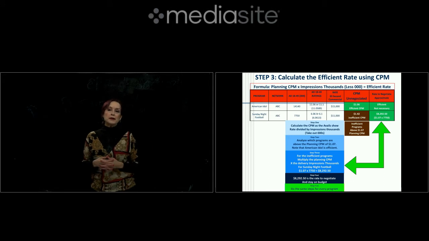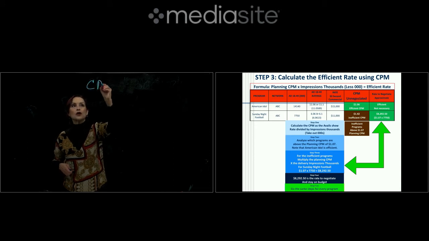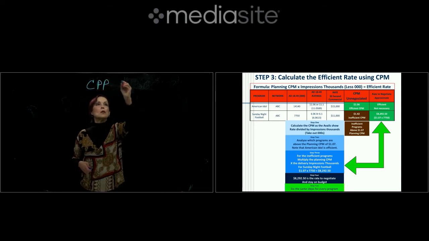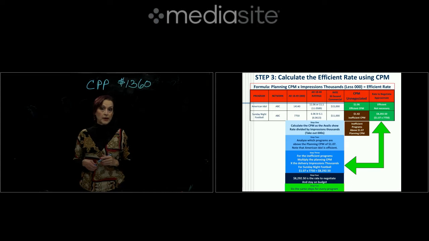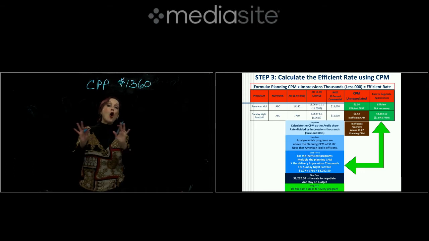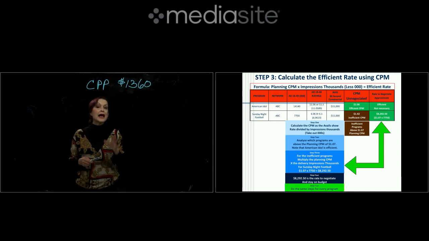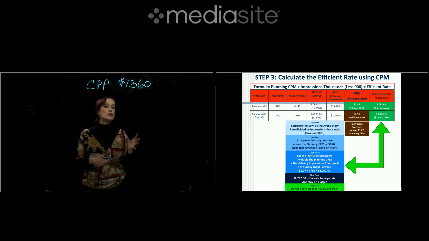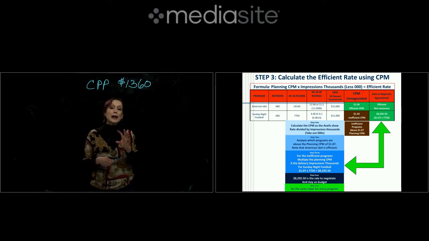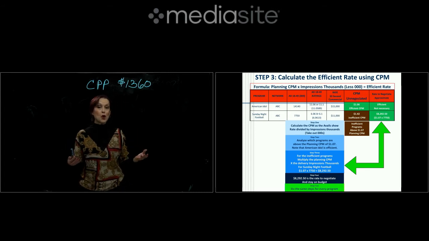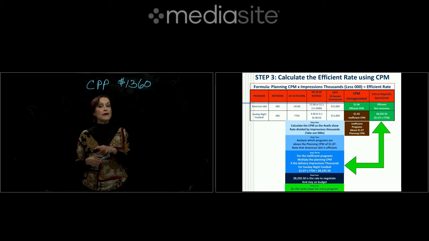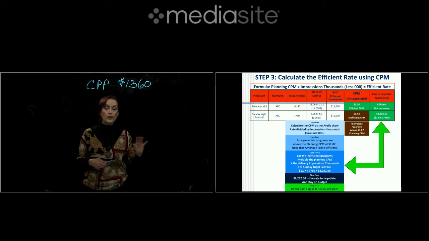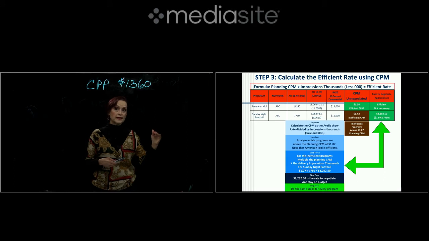Let's do the same for CPP. Let's say that the planning cost per point, let me write it here, is $1,360. That's for every rating point that you're going to buy. Again, look at all 6 different programs with rates and do the same analysis, but now with rating points. So now, you calculate the cost per point as the avails show by taking the rate and dividing it by the rating points. And do that for all the programs in the chart, as you see in the PowerPoint.